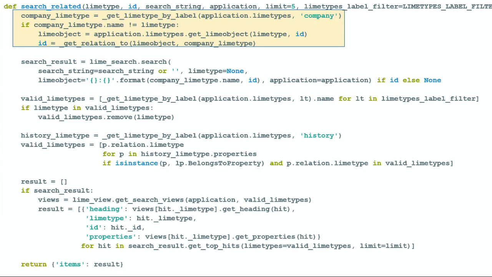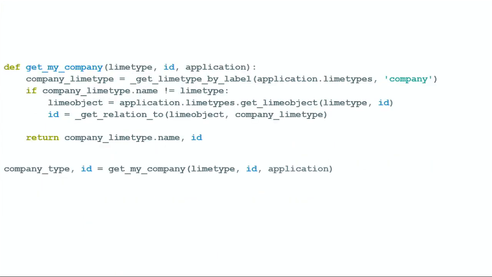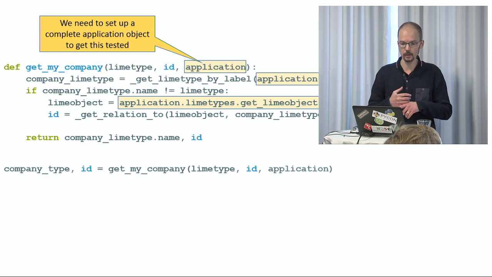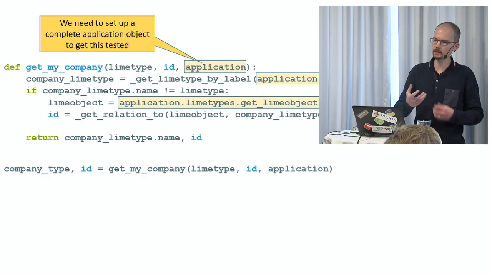we can start by doing this the naive way, the easiest way. We just create a new function called getMyCompany, and then we take the code fragment and move that into the new function body, and then we add arguments to the function header until this is something callable. And this makes things a little bit better. At least now we have a function that only does one thing, so we don't need as much setup as we had for the earlier search-related function. But there's still quite a bit of things we need to consider when we write a test for this. We still have the application object, which means that we need to basically create a whole application for each test.